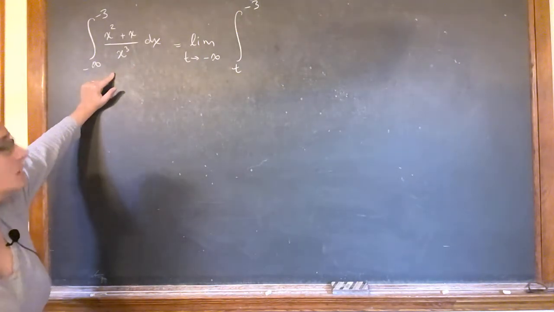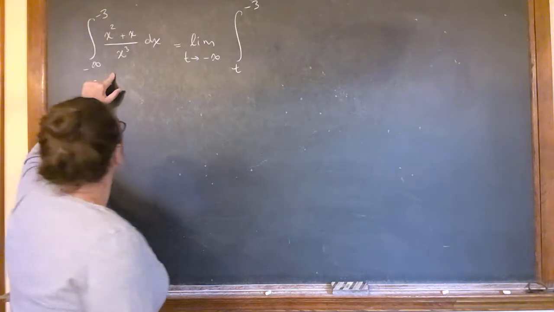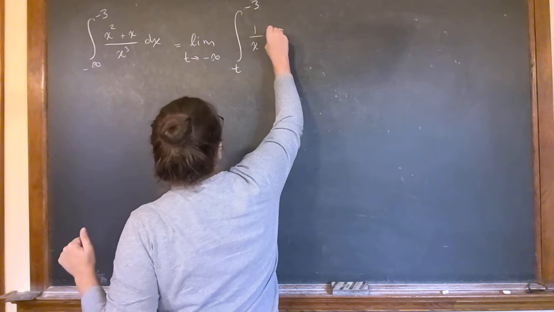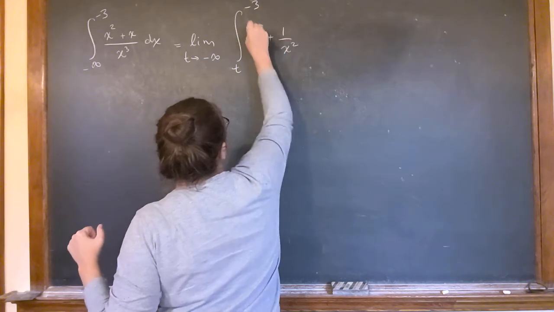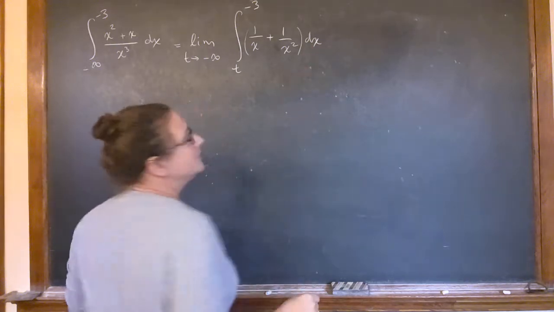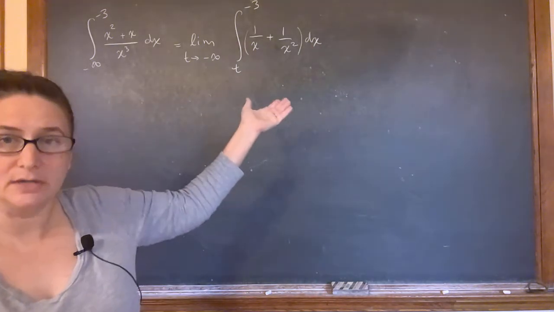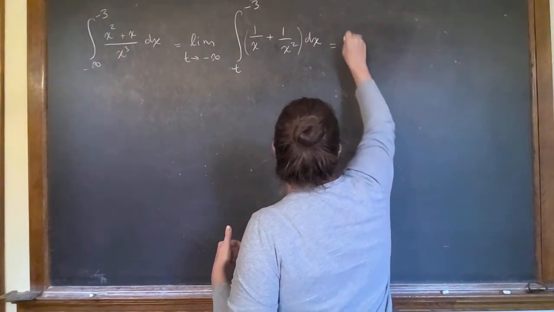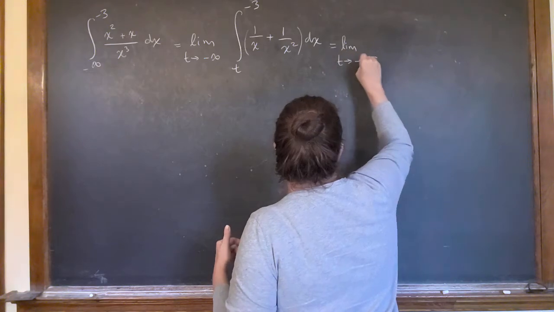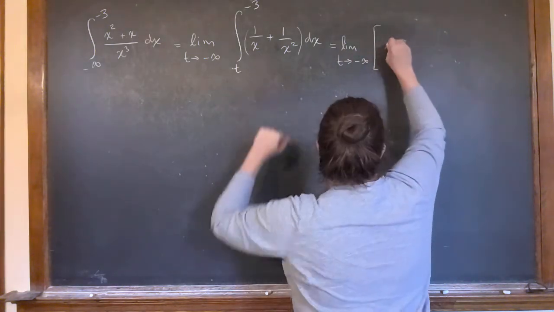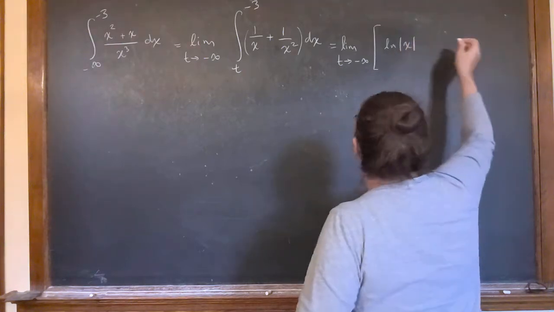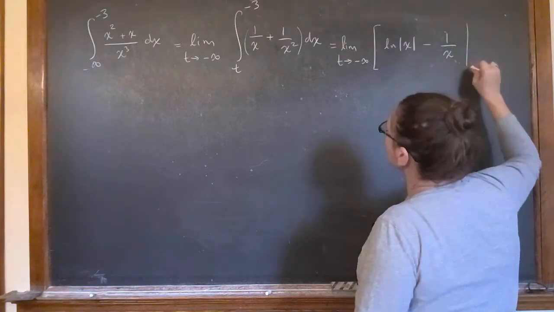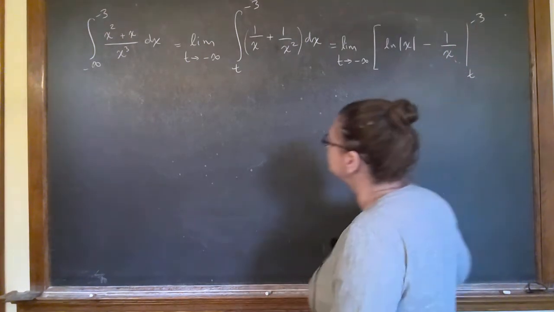And this integral here also is an easy integral because I break this up, right? So I can break this up as 1 over x plus 1 over x squared. And now these are sort of familiar from a previous example. In any case, these are easy integrals to do. So let me write it here. This is going to be natural log of absolute value of x minus 1 over x, right? And then from t to negative 3.